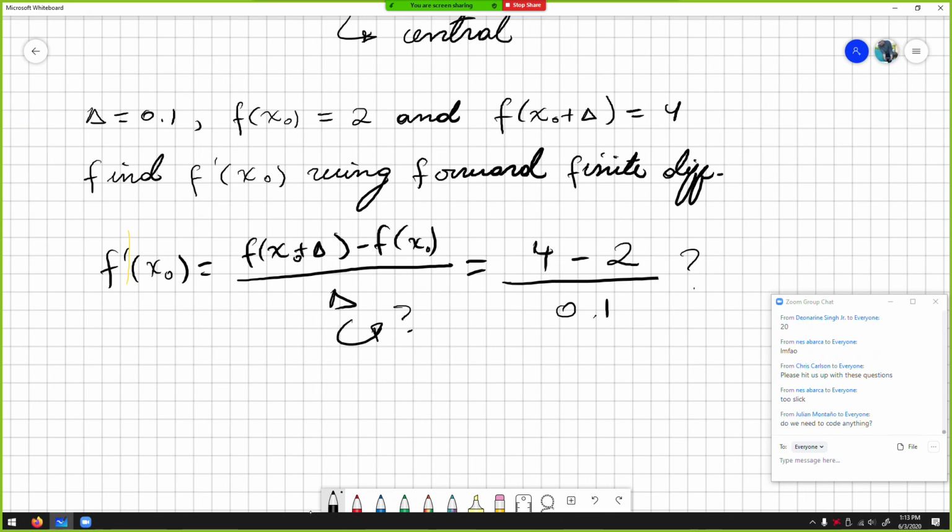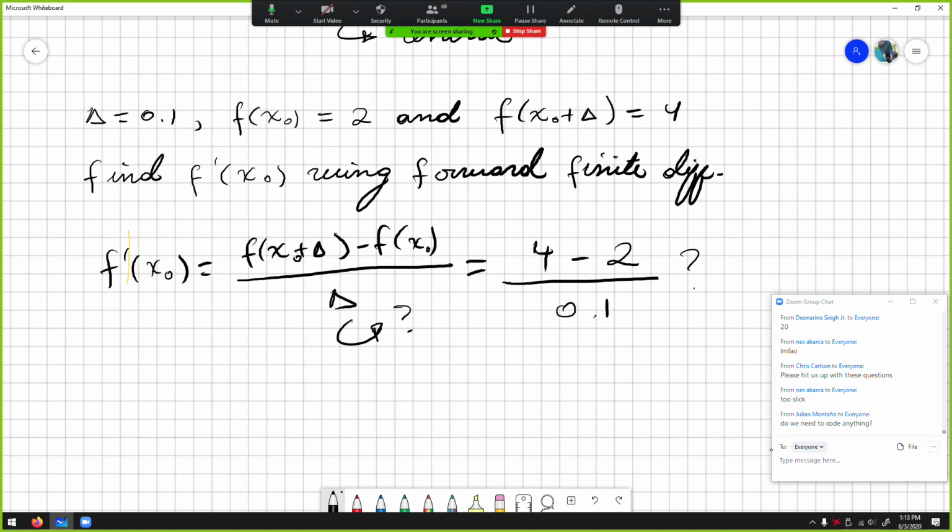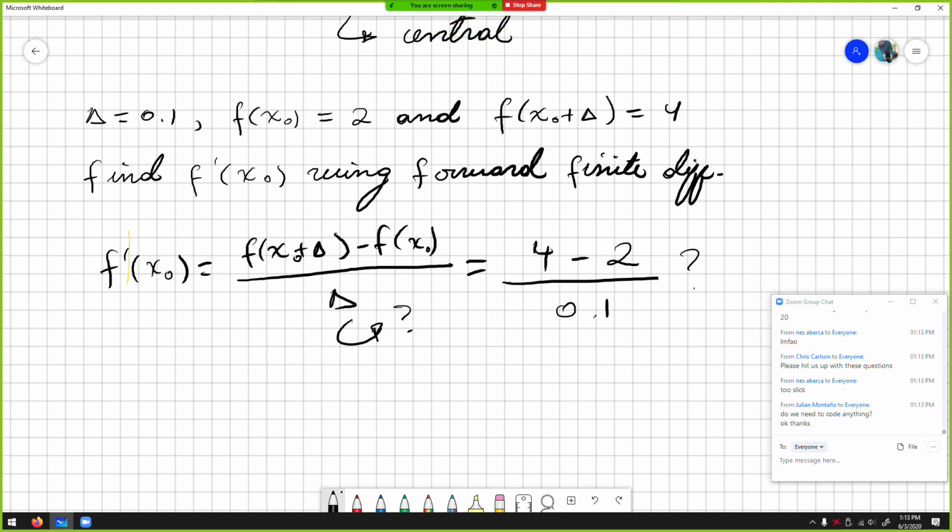If I'm using forward finite difference, or no, you don't have to code anything. I said that before, I guess in my lab lecture. I'm sorry, I assume that all of you are in my lab lecture, so I forget that. But no, class is class, lab is lab. They're separated. You will never have to code anything in class. The only thing that you have to code is on the lab.